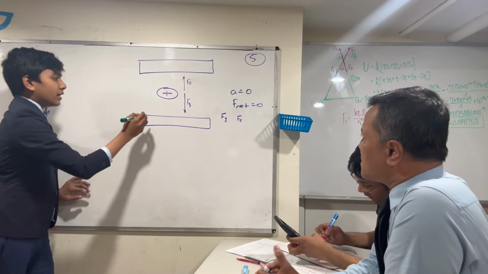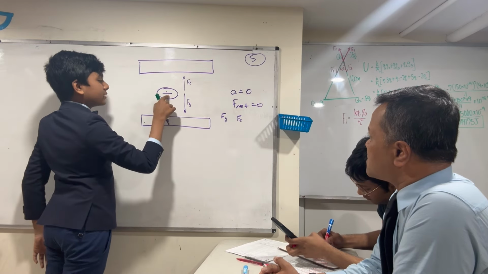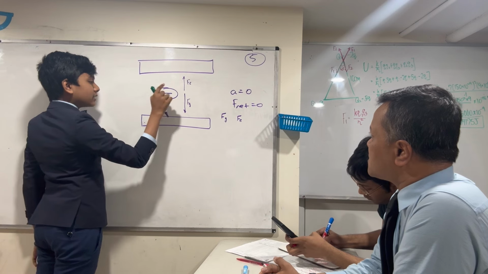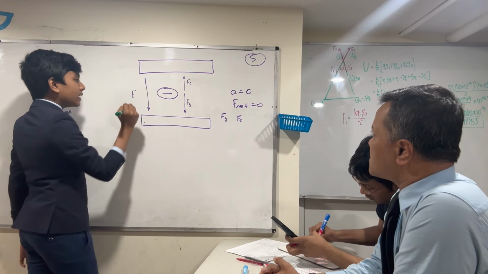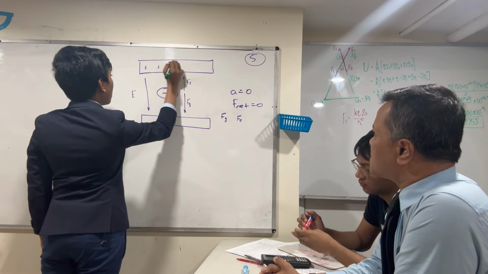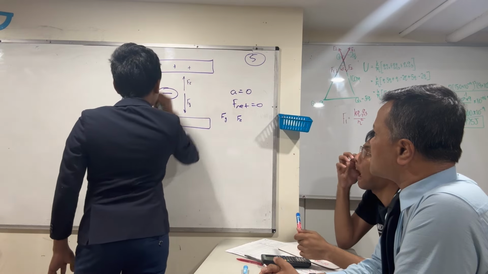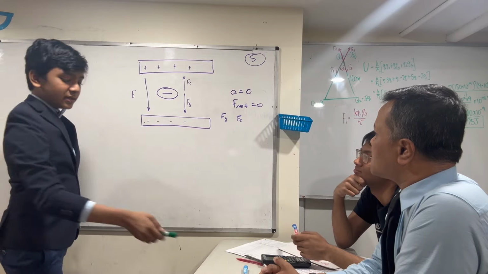If this was a positive charge, the electric field would go the same direction as the electric force. But since we have an electron, the force goes in the opposite direction, which is this way. And we always know that electric fields naturally go from positive charges, by definition, to negative charges. So we can label these plates.